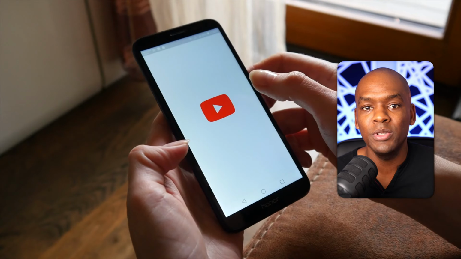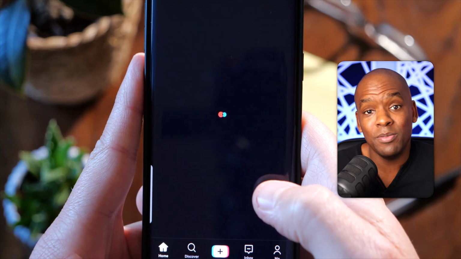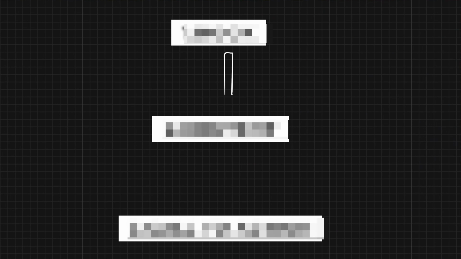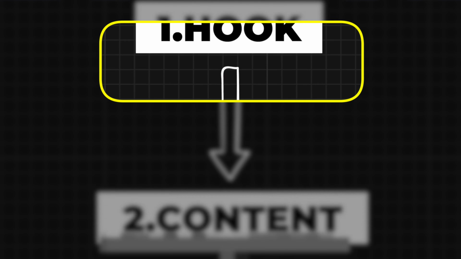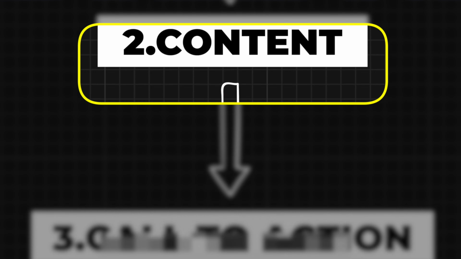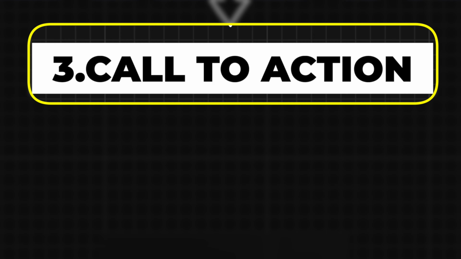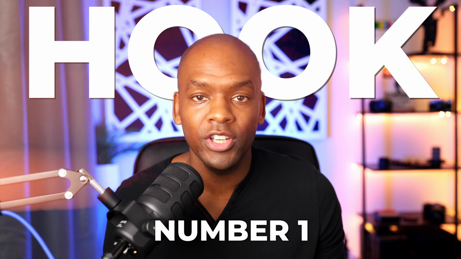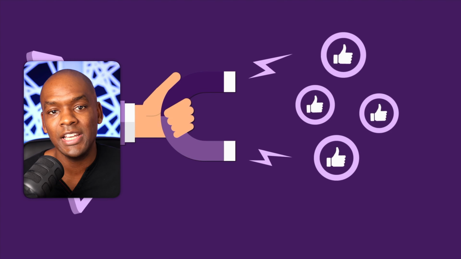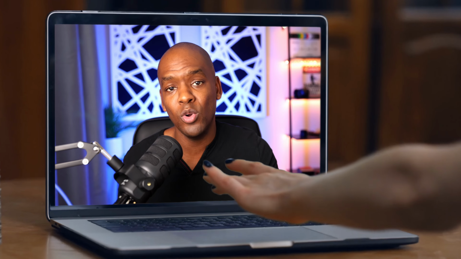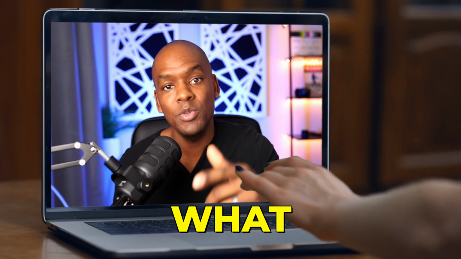So when you're writing your content for your short form platforms, Instagram, YouTube, LinkedIn, TikTok, any of the platforms really, you want to write it in a process of 3 steps. So first you want to have your hook, second you want to have your content, and third you want to have your call to action. Number 1, the hook. You want to grab the attention of your audience within that first 3 to 5 seconds. You want them to stop their scroll, to stop and see what you have to say.